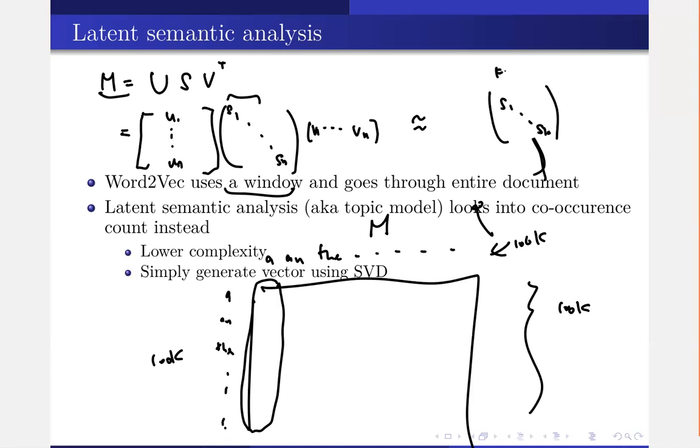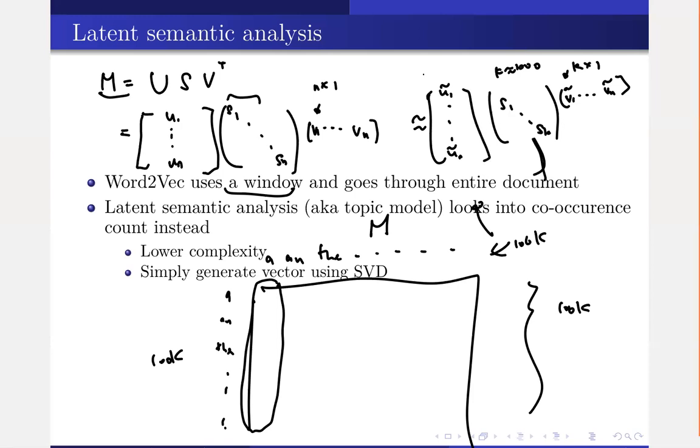Maybe K is just about 1,000. And then here I will have V1 tilde up to Vn tilde. Each of the V here used to be an n by 1 vector, but now this V tilde should be just a K by 1 vector. Similarly, this U will be U1 tilde up to Un tilde.